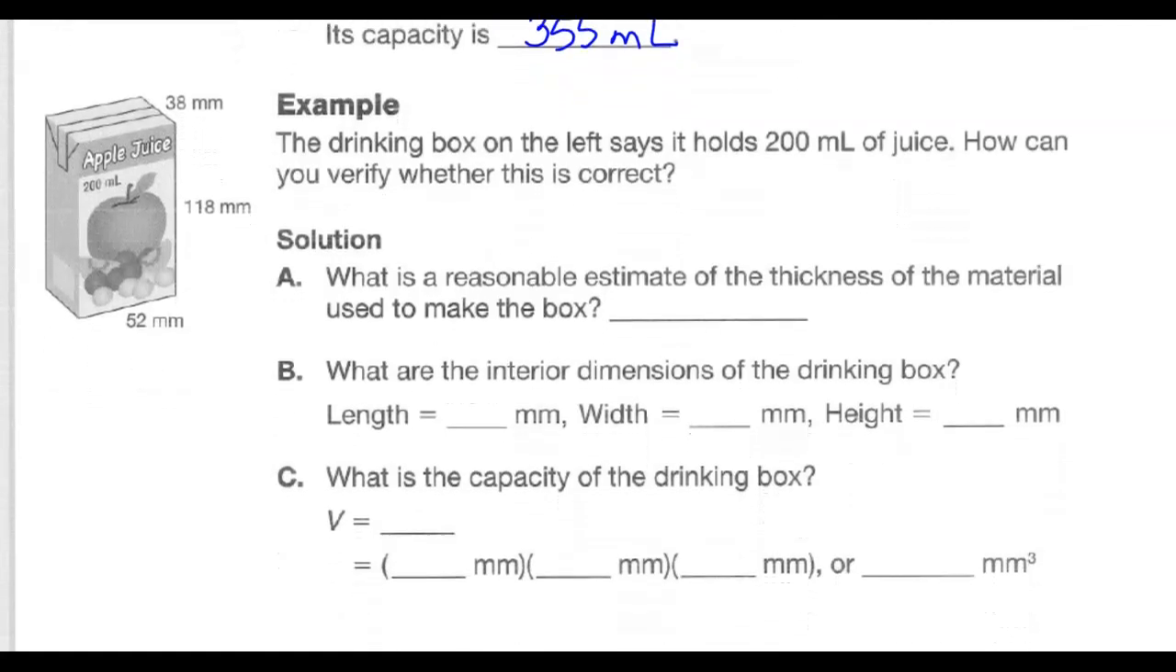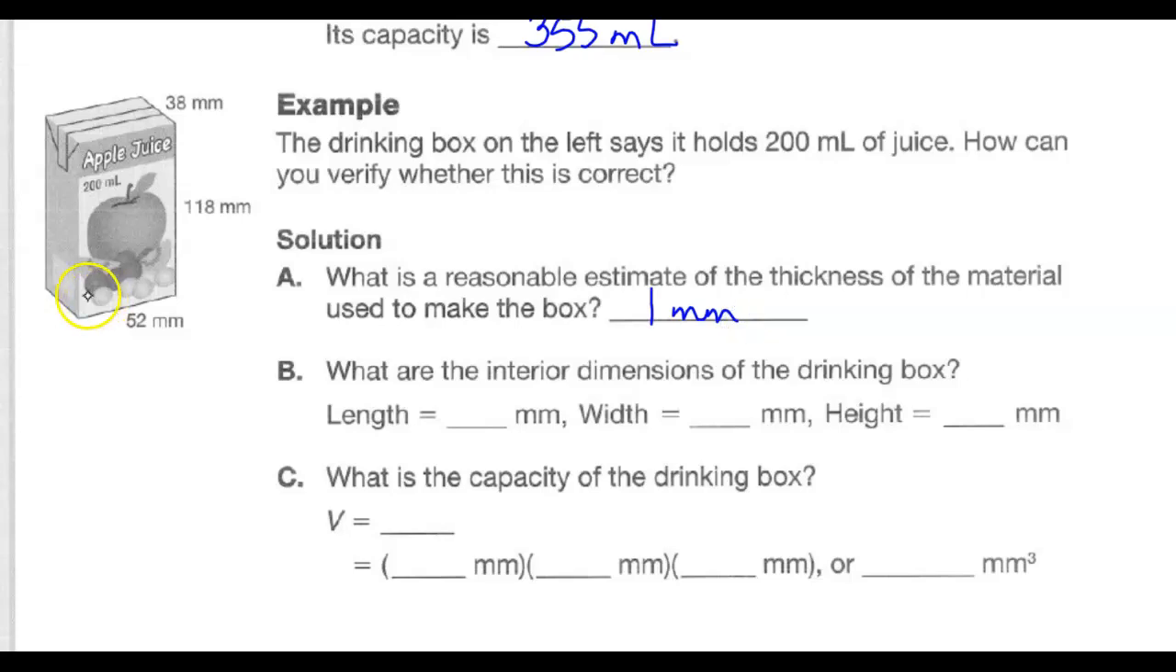If you have a juice box, drinking box, this one on the left says it holds 200 milliliters of juice. How can you verify? So we can calculate the volume and then convert it to capacity. Because remember, 1 centimeter cubed is 1 milliliter. So what is a reasonable estimate of the thickness of the material used to make the box? I would say, just let's be easy, 1 millimeter.